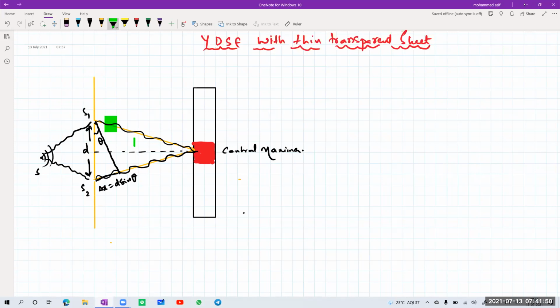Like this. So what I did, I kept a thin transparent sheet of refractive index mu and thickness T in front of the slit S1. Is that clear for everyone? So this has a thickness of T and the refractive index of this one is mu.